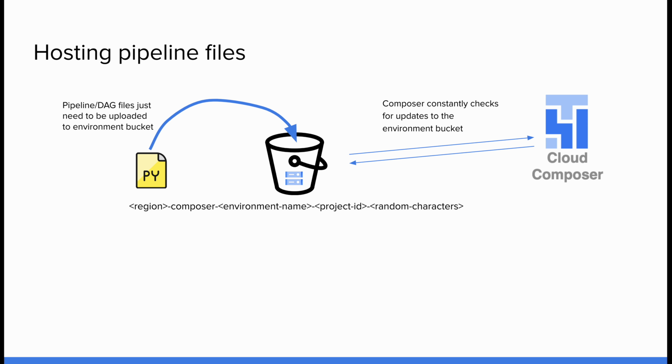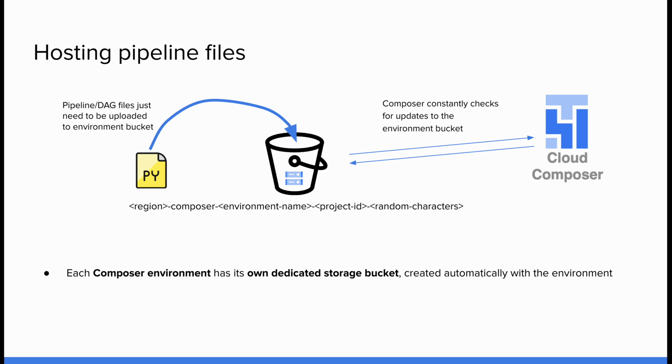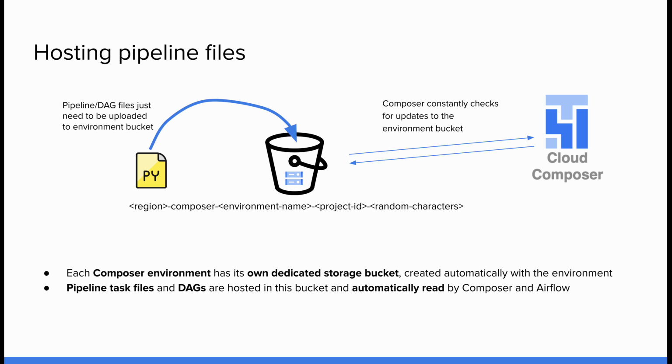Every Composer environment gets its own dedicated bucket, automatically created when the environment itself is set up. Pipeline task files and DAGs are hosted in this bucket, and they are automatically read by Composer and Airflow. You don't need to manually tell Composer to look for the file. Composer is constantly checking the bucket for updates or new files.